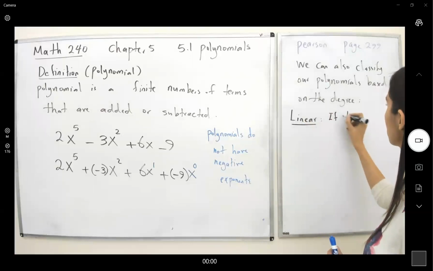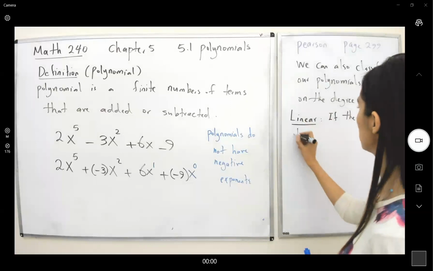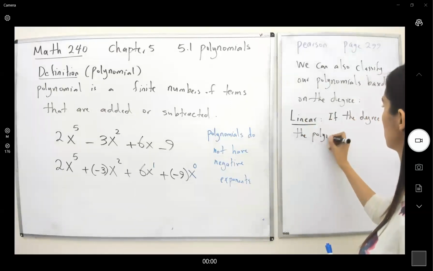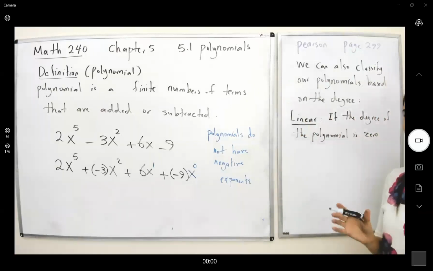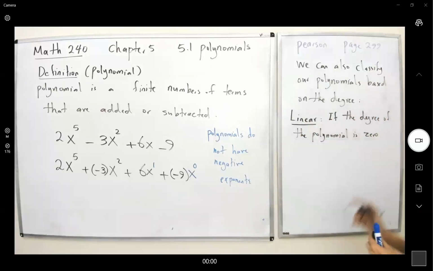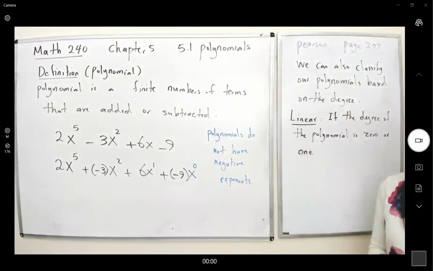If the degree of the polynomial is 0, like a constant, or 1, like just a variable like x, then we call it a linear expression. Very well. If the degree is equal to 2, we call it a quadratic expression.